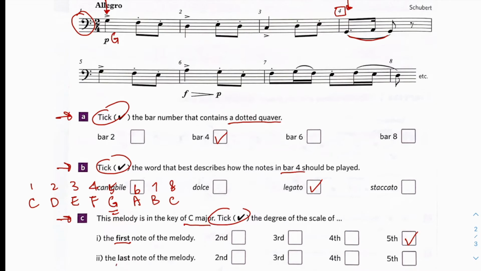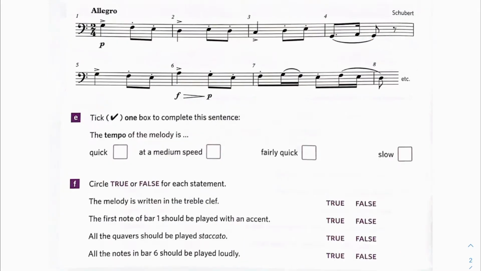Question 2, the last note of the melody. So the last note of the melody is this note here, and it's a D in bass clef. So D will be the 2nd degree. Next, question E. Tick one box to complete this sentence. You will notice that again, I have copied and pasted the melody, so we don't have to scroll back up. The tempo of the melody is... The tempo marking can be found at the beginning, and it says allegro, which means quick.